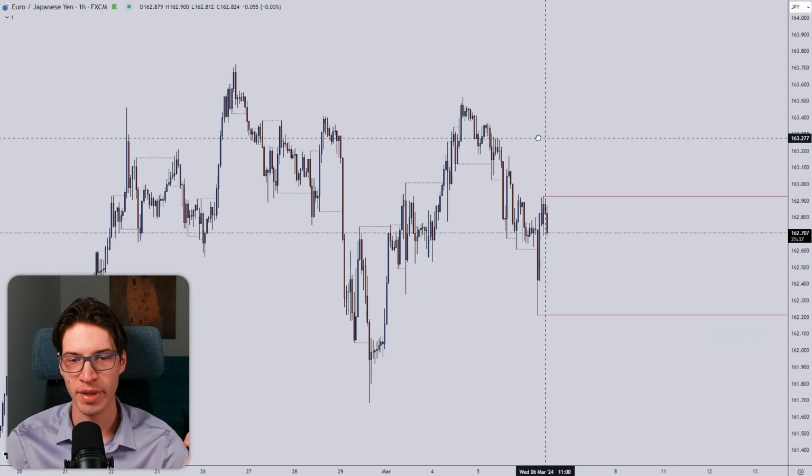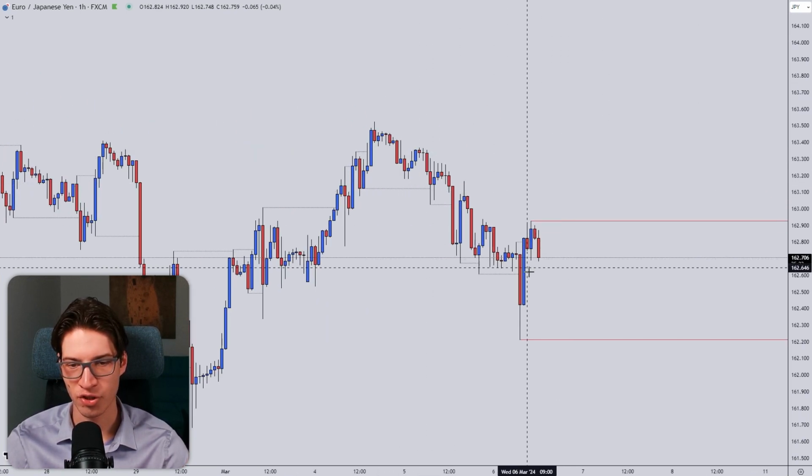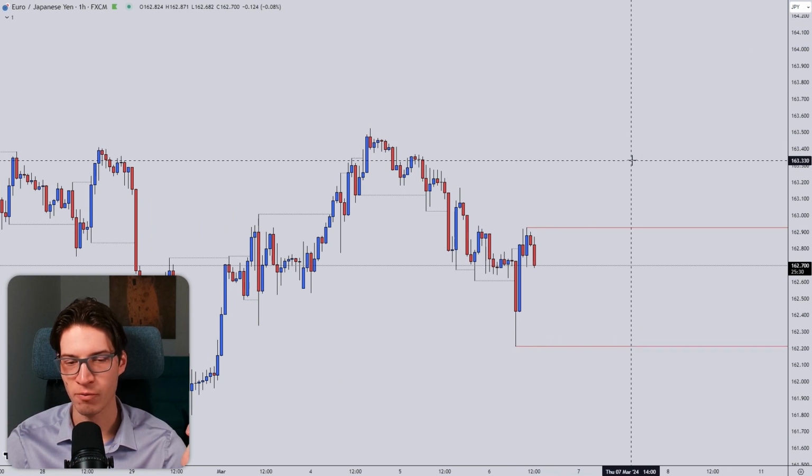Although the overall picture is range bound, on the lower scale, I am looking for this descending channel to play out, give me a large push up. I would be interested in that sort of a scenario.